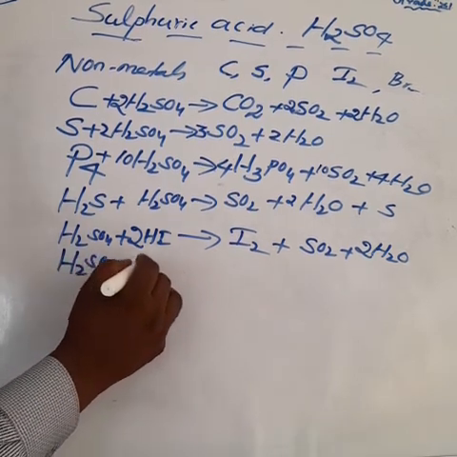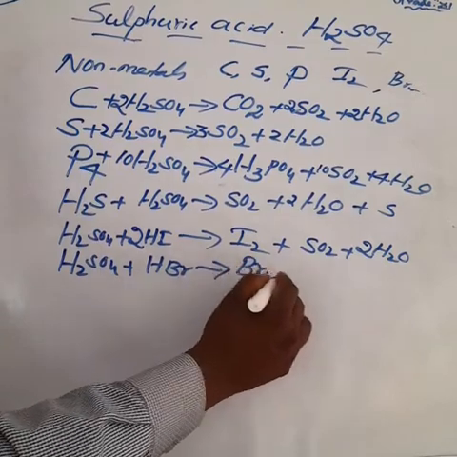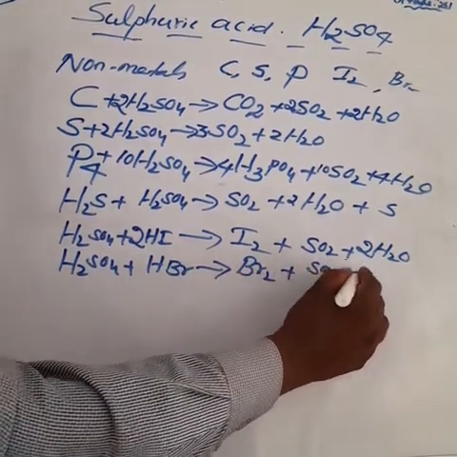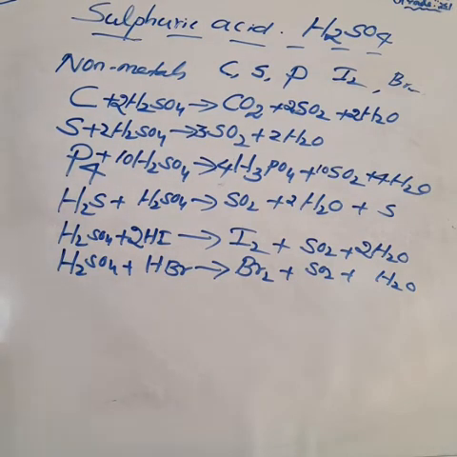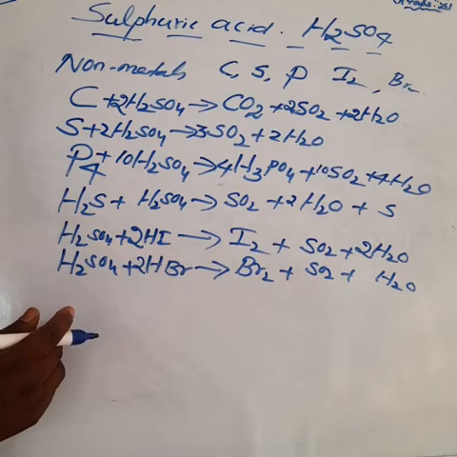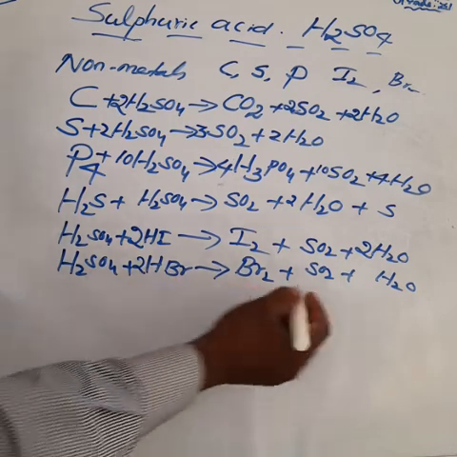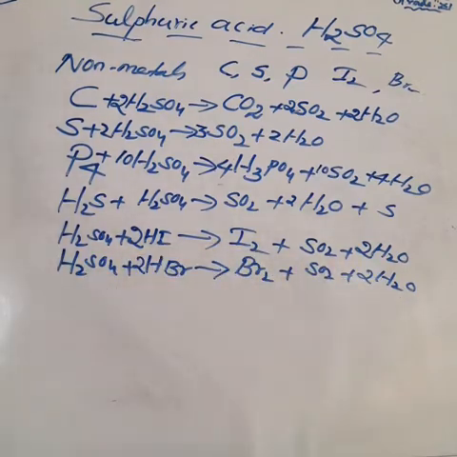Sulfuric acid reacts with the hydrogen bromide, we get Br2 plus SO2 plus water molecule H2O. So how much bromine is there? Br2, am I right? So make it the reactant side 2HBr. So how much hydrogen is there? 2 plus 2, 4. So make it 2 here. Now the equation is balanced.